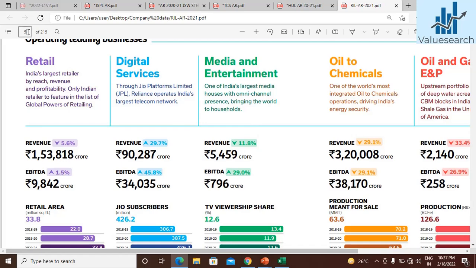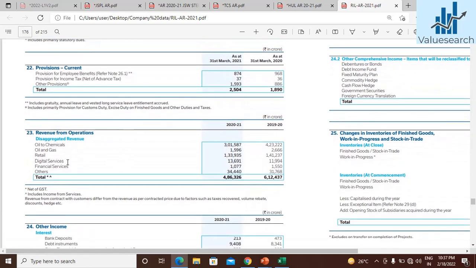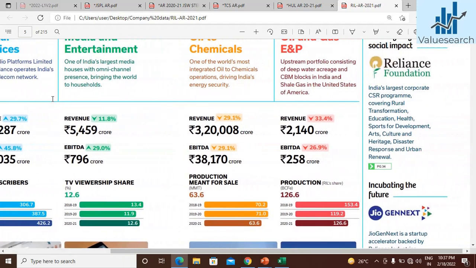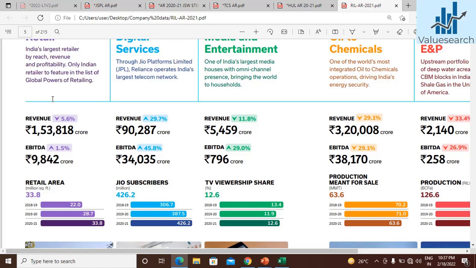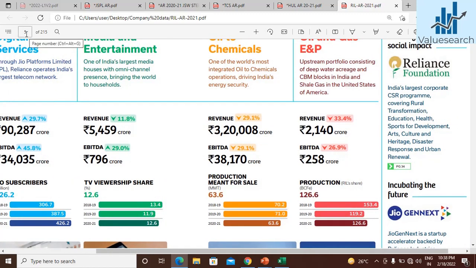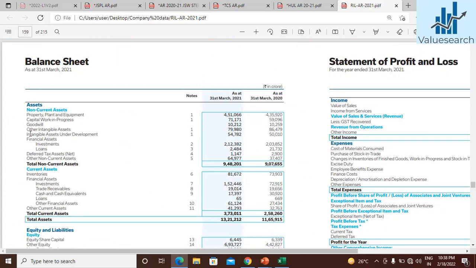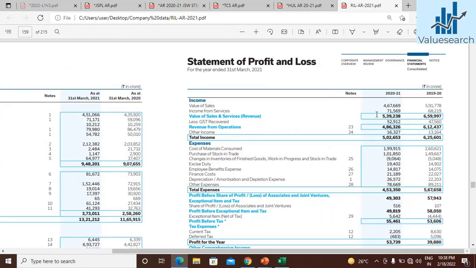Then you have media and entertainment. See, there is no mentioning of it over here. If you just add these revenues for now: 153,818 plus 90,287 plus 5,459 plus 320,008 plus 2,140. Total it is 571,712. Still there is some difference, right?